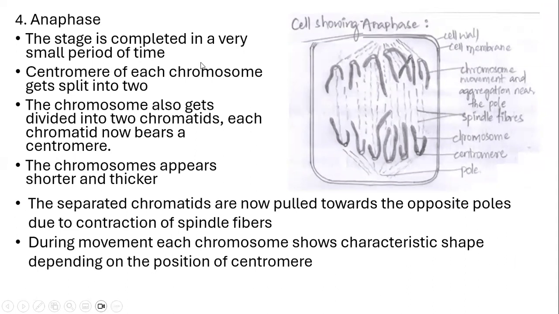Anaphase represents the third stage of the mitotic phase, and it lasts for a very small period of time. The centromere of each chromosome splits into two, and each chromosome also gets divided into two chromatids. Each chromatid now bears a centromere. The chromosome appears short and thicker, and the separated chromatids are now pulled towards the opposite poles due to contraction of the spindle fibers. During the movement, each chromosome shows a characteristic shape such as V shape or L shape depending upon the position of the centromere.